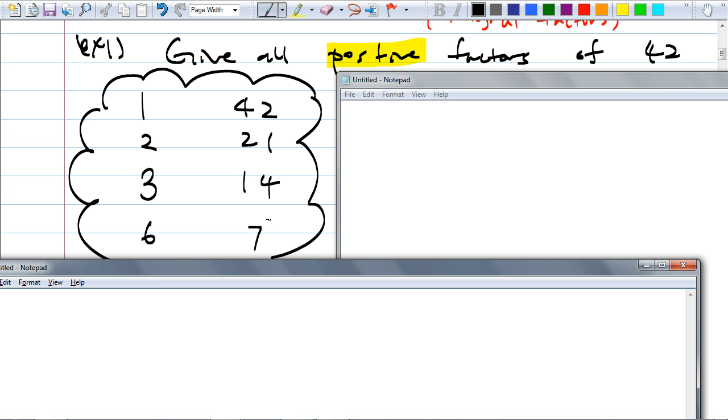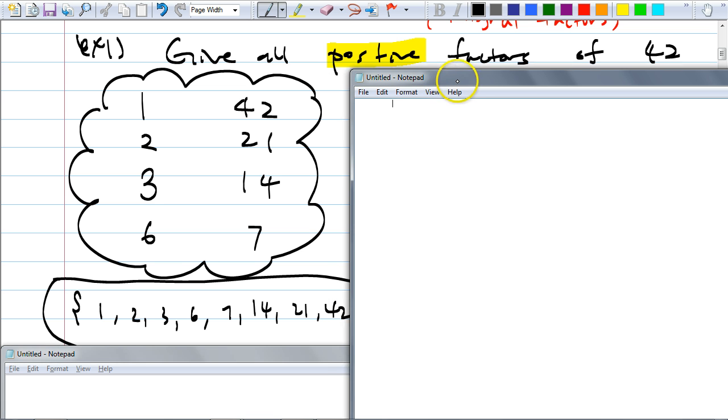What integers? 1 times 42, 2 times 21. So how would you list all these factors? In order. So it'd be 1, 2, 3, 6, 7, 14, 21, 42. Exactly. So here's the answer.